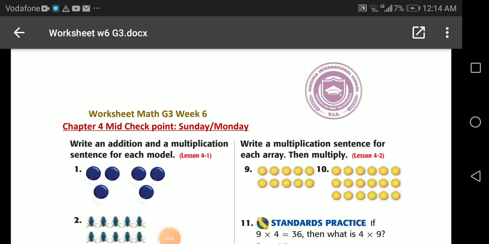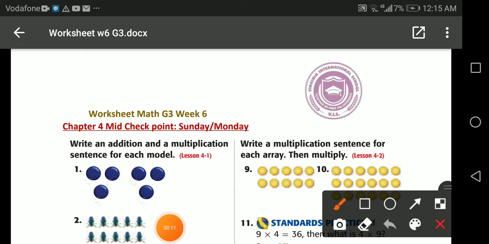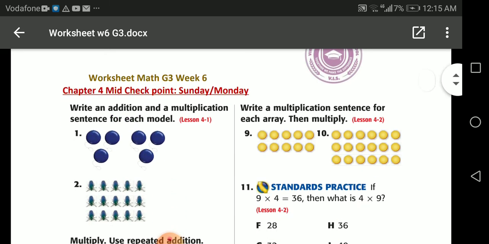I hope you're fine. Today we're going to talk about the multiplication concept. So let's start. We have here: write an addition and multiplication sentence for each model. So we have here number one.